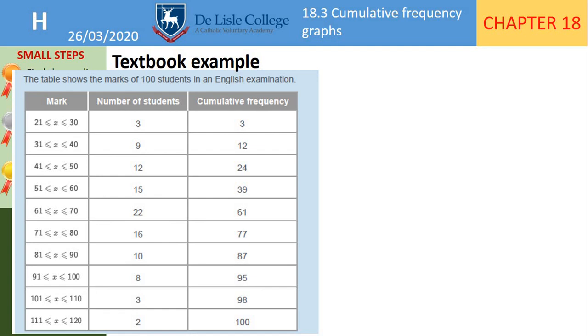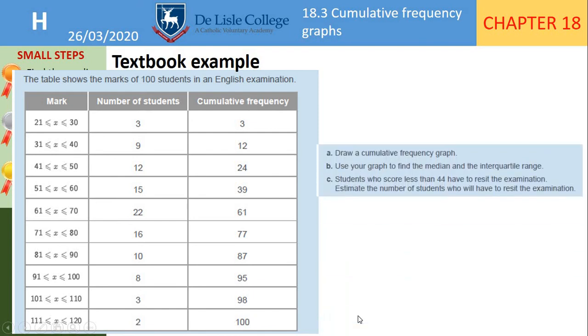A textbook example then, just to go over and consolidate what we've done. Here we've got a table showing the marks of 100 students in an English exam. So we have the marks, we have the number of students or the frequency, and then the cumulative frequency has been completed for you. You're asked to draw a cumulative frequency graph. You are asked to use the graph to find the median and the interquartile range. You are then asked to use it to estimate students that need to resit the exam, if they get less than 44.